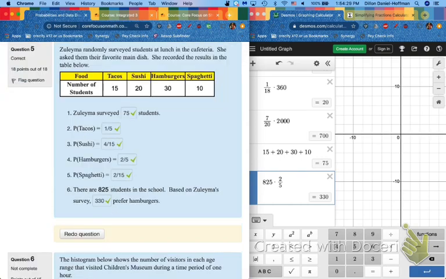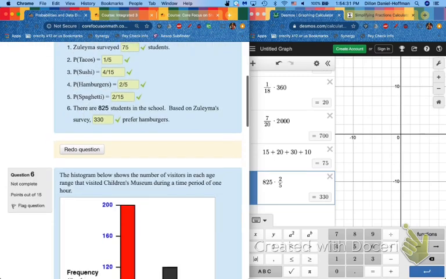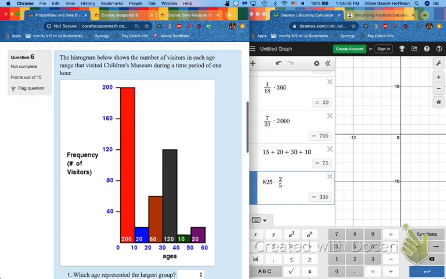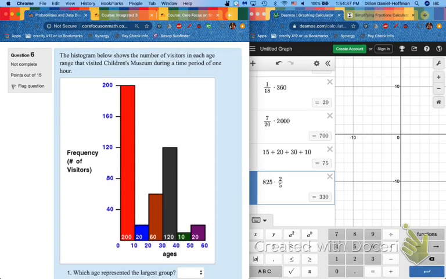And there it is. Perfection. Number 6. The histogram below shows the number of visitors in each age range that visited Children's Museum during a time period of 1 hour. Notice it's not the Children's Museum, a Children's Museum, it's just visited Children's Museum. Must be the only one in town, I guess.